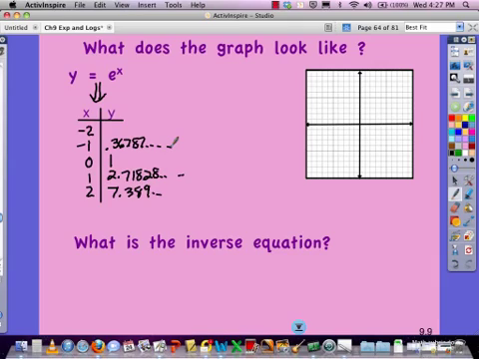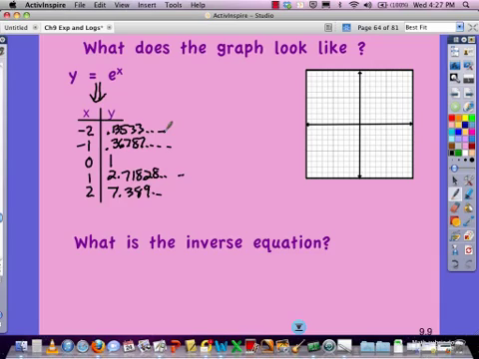Oops, sorry. It should have been 1 divided by 2. I said 2 point. 1 divided by our 7.389-ish, which is going to give us about a 0.13533, and again, keeps going on. So you can see our numbers, which is exactly what we wanted.